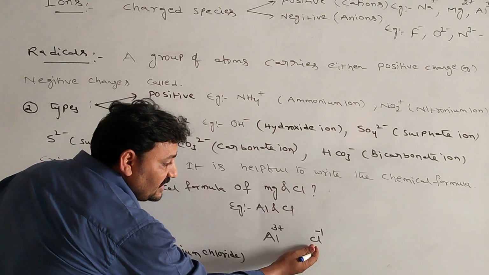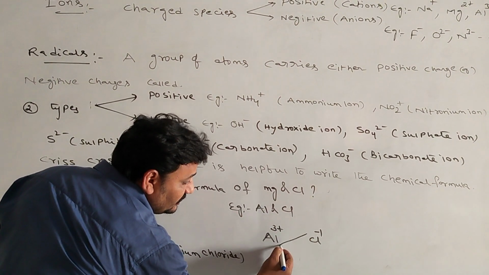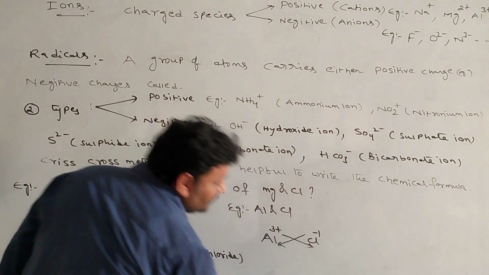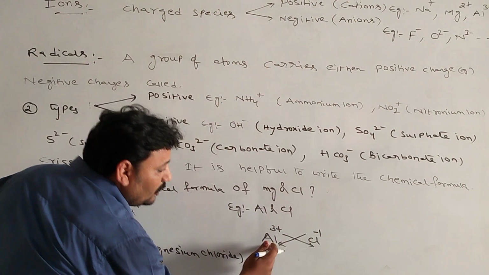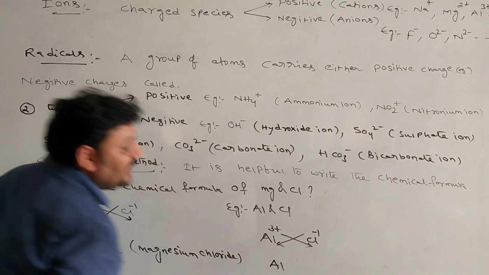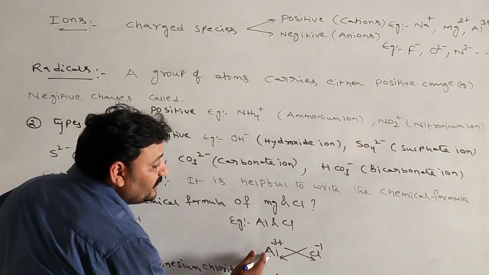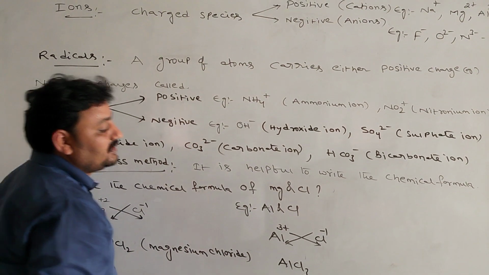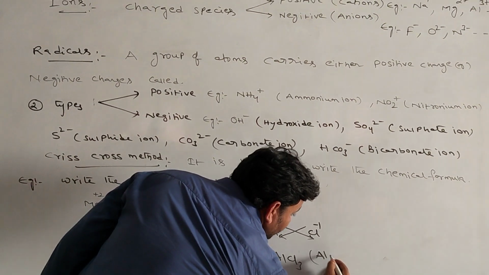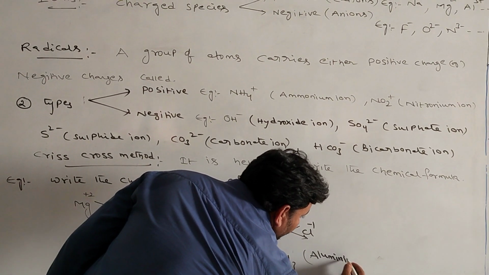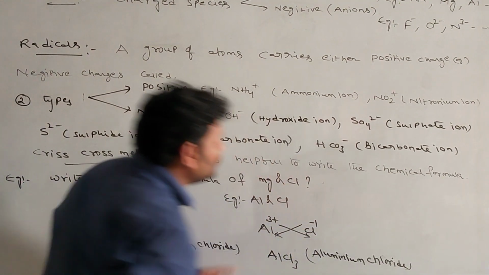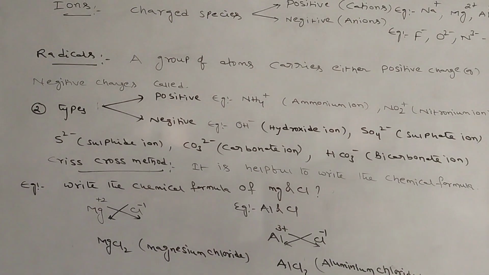So what is the valence of chlorine? 1. It crosses with aluminum. What is the valence of aluminum? 3, by this cross. So now 1 into aluminum, you always write the cation first, 1 into aluminum and 3 into chlorine: AlCl3 formula. What does AlCl3 mean? Aluminum chloride. Don't write the negative charge first, always write the positive charge first.